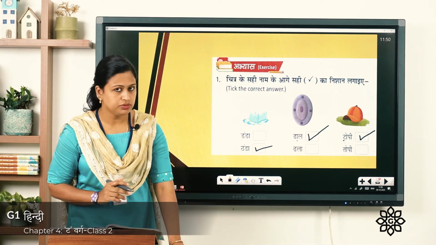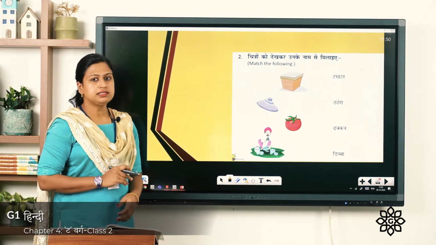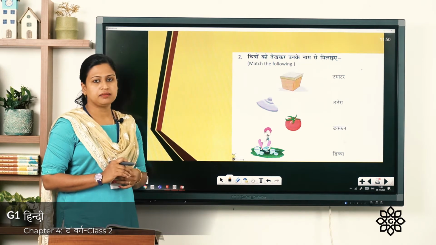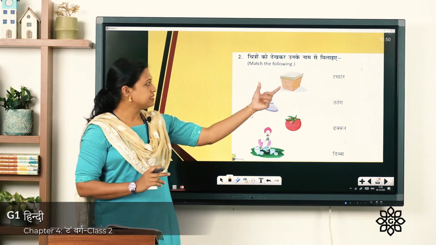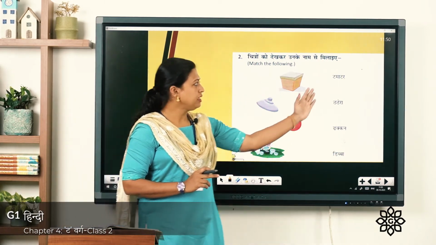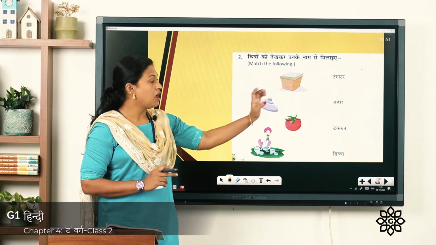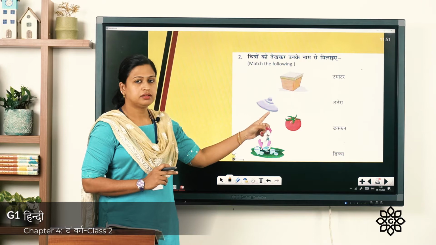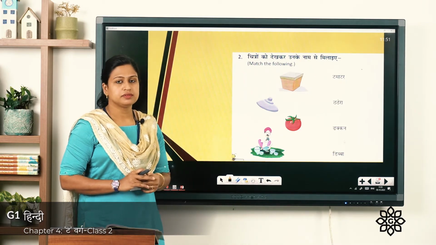Now let's move to the second exercise. The question is, look at the pictures and match them with their names. That is, match the following. So here you can see pictures and on the other side the names. The first picture is box, second one lid, third tomato, the fourth one is tinka.